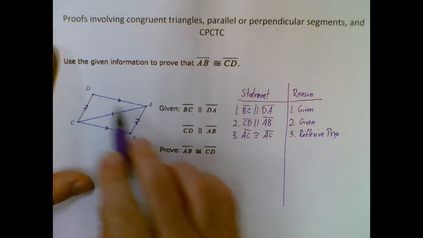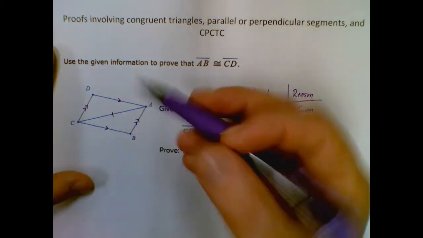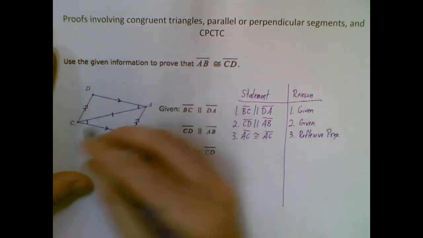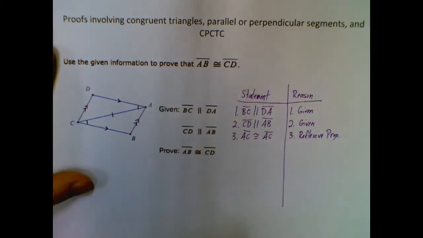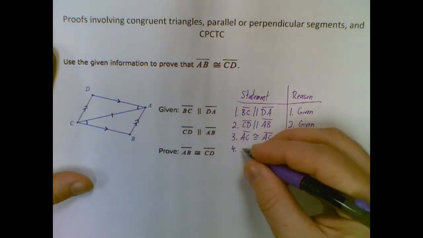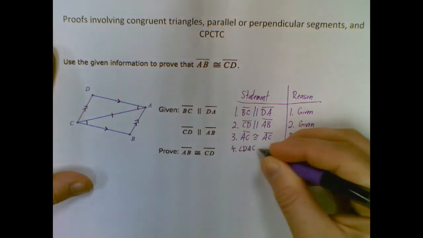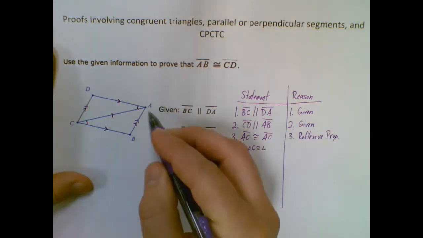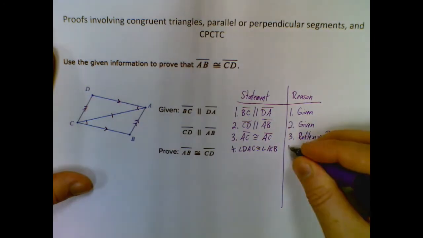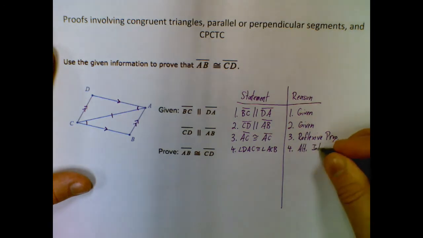So if I look at DA and CB, these ones, then this one and this one are alternate interior angles, because that one's kind of cutting across there as a transversal. So I can say that angle DAC is congruent to angle ACB because they are alternate interior angles.